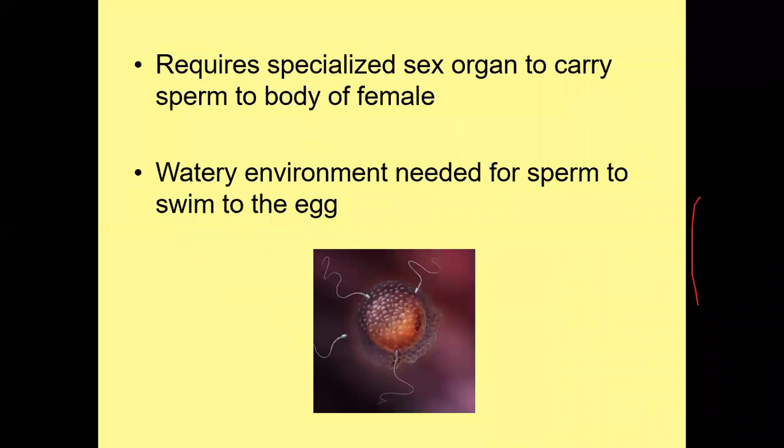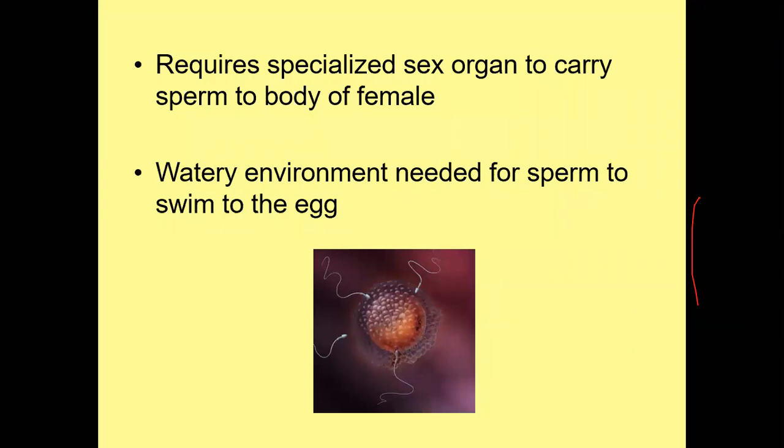They require specialized sex organs to carry sperms to the body of the female. Okay, so the male produces sperms by particular organs, and those organs are called sex organs. So males and females carry sperms to the body of the female. It is necessary to release or carry the sperms towards the eggs of the female.